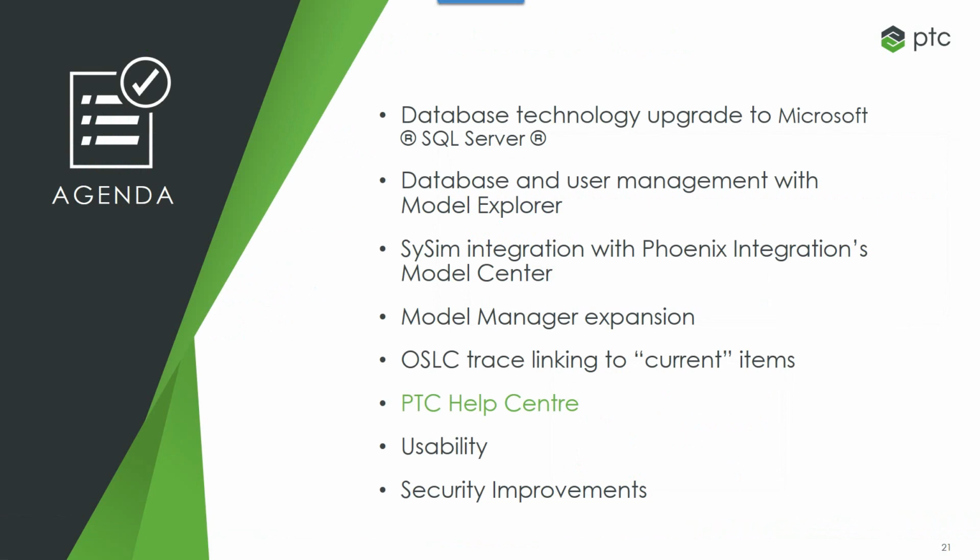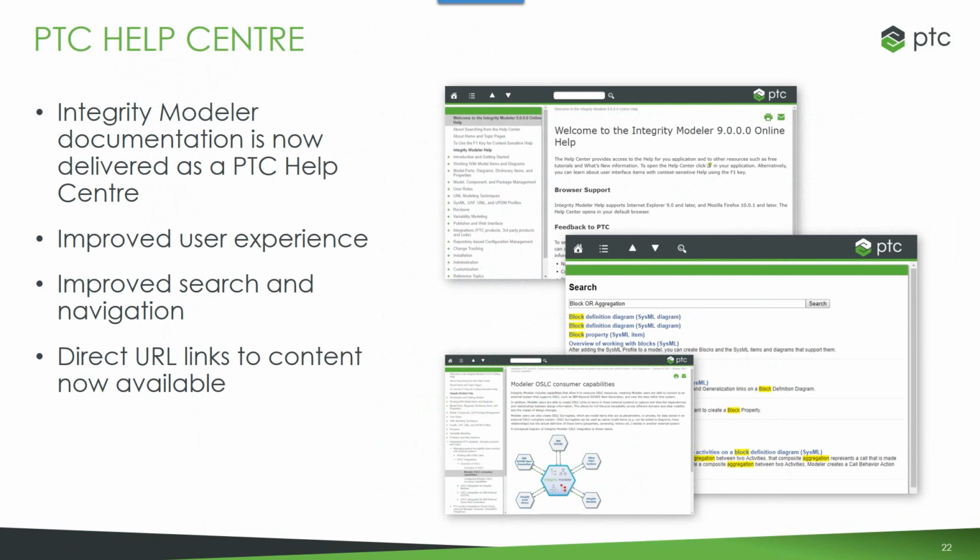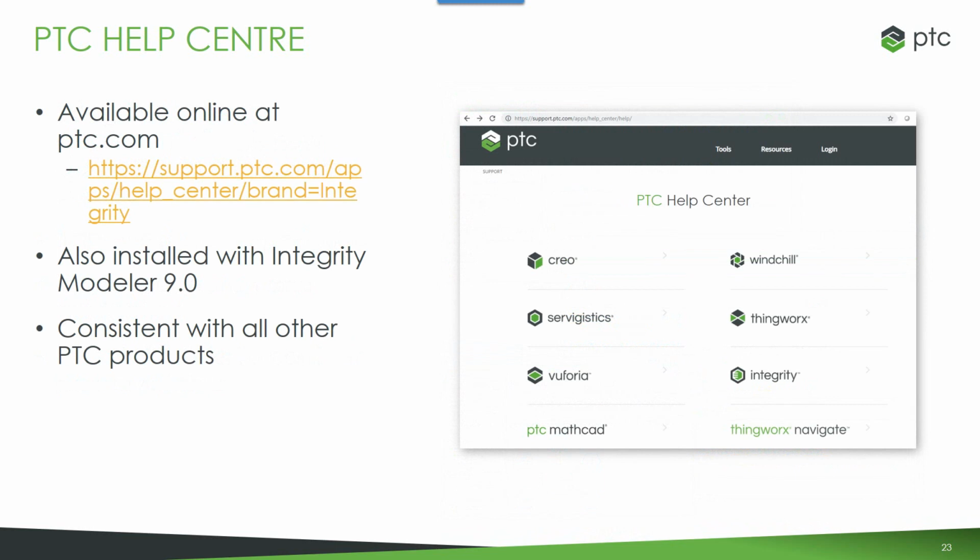Another new feature in Integrity Modeler 9 is the PTC Help Center. Integrity Modeler Help is now delivered as a PTC Help Center. This gives an improved user experience with better search and navigation, and it also gives the ability to create direct URL links to content. This makes it much easier to learn and understand the product and share information. The PTC Help Center is delivered and installed with the product and also available online at ptc.com underneath the support site. The Help Center is now consistent with all other PTC products.